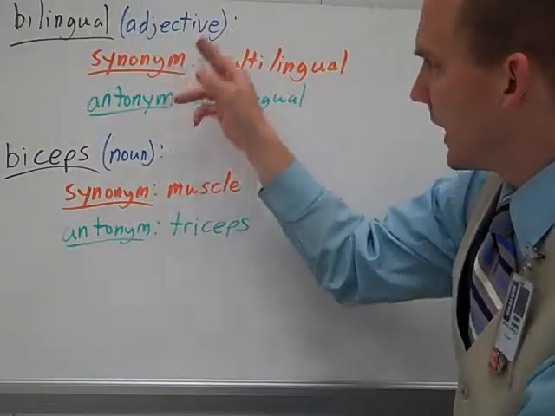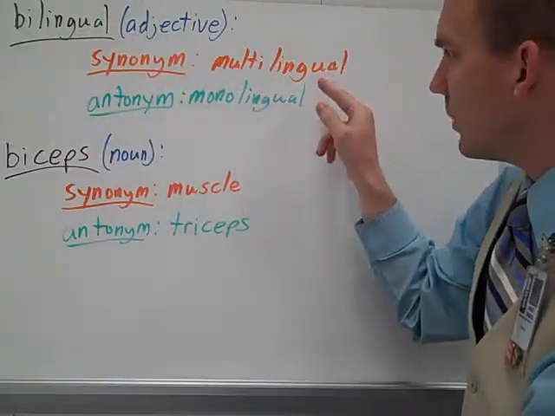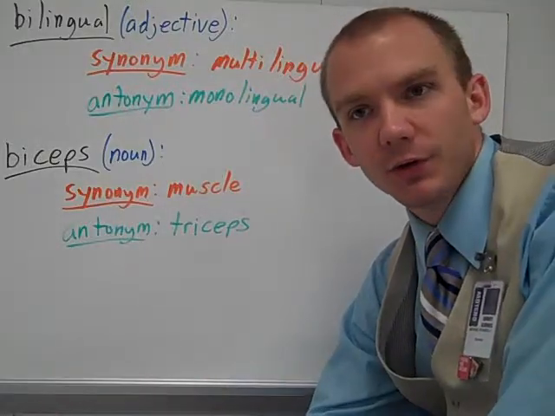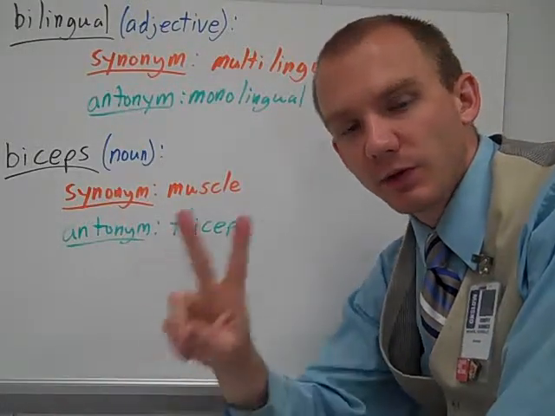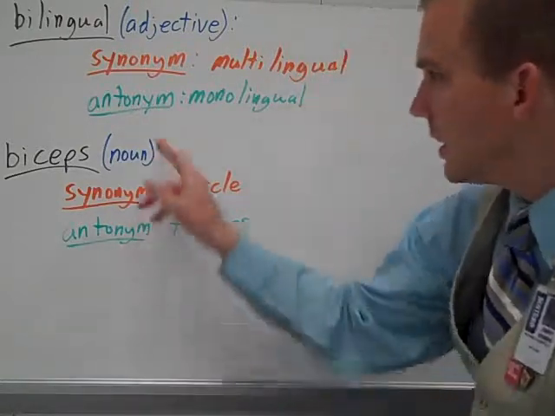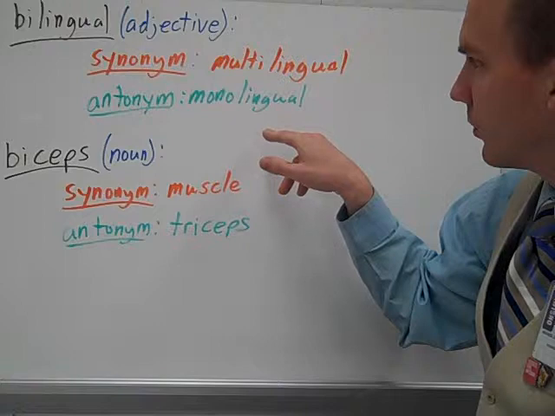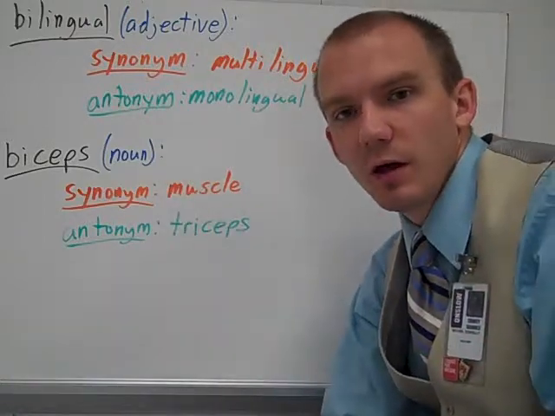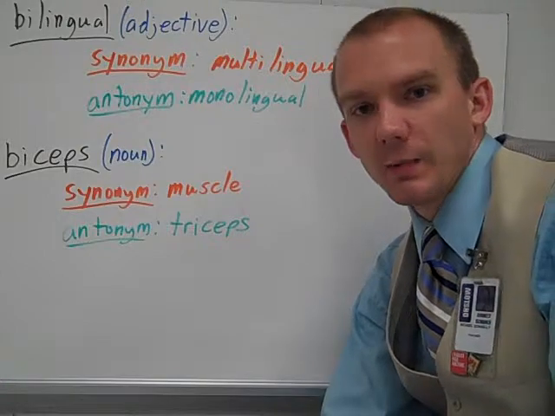Bilingual. Adjective, synonym would be multilingual. Okay, so bilingual. Now multi and bi, multi could mean 3, 4, 5, and bi only means 2, so they're close synonyms. They're not exact matches. Whereas antonym would be monolingual. I mean, definitely not the same meaning. 1 is not the same as 2, but I don't know that they're 100% opposites.